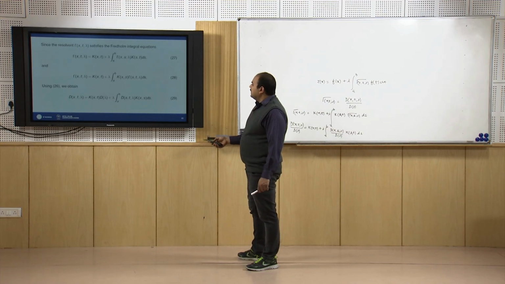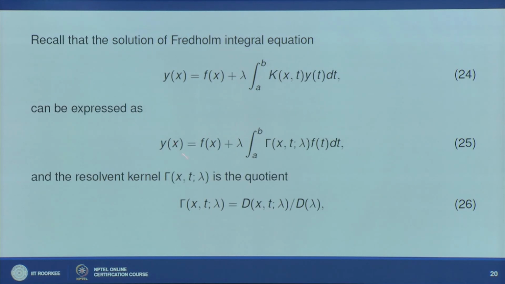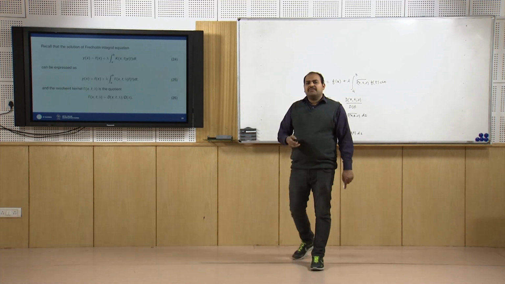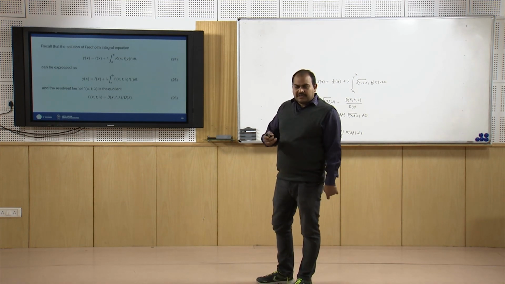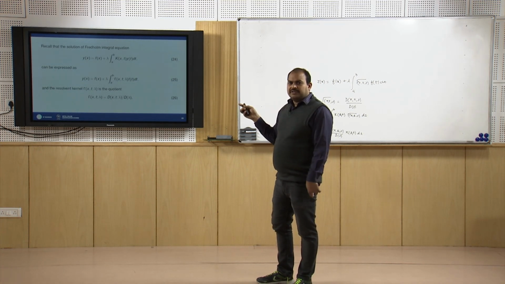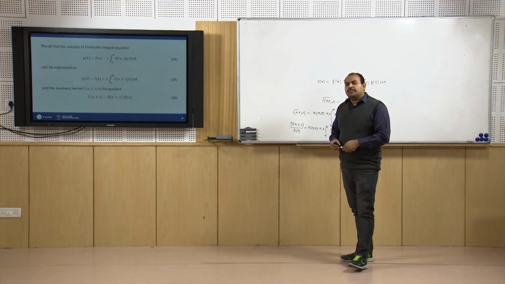So here D(x,t;lambda) is written as k(x,t) D(lambda) plus lambda times integral a to b D(s,t;lambda) k(x,s) ds. It means that our solution, which we want in this particular form, y(x) equal to f(x) plus lambda integral a to b gamma x, t, lambda f(t) dt, has a resolvent kernel that can be written in this particular form. Why are we choosing this? Because we have already seen that in the case of a separable kernel your solution can be written like this. So here we want to know whether, for a general kernel, we can have a similar kind of solution, so that when we take k(x,t) as a separable kernel, the results are identical. The result obtained in the separable case and the result obtained here are identical, or we can say that we are generalizing the result which we obtained for the separable kernel.